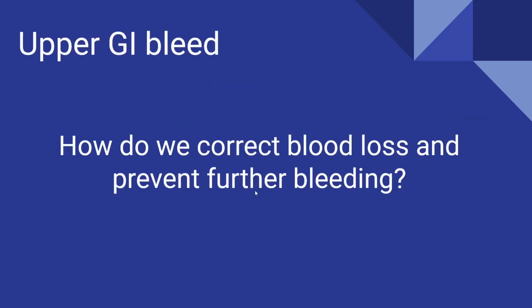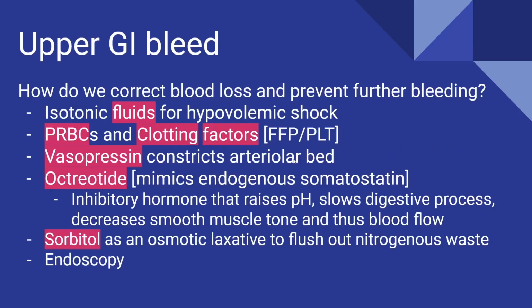Okay, so for upper GI bleed, the big thing is how do we correct the blood loss and then prevent further bleeding? Right? If they're hypovolemic from blood loss, then we want to start with isotonic fluids for that hypovolemic shock. We can give them blood, and then the obvious clotting factors in the form of FFP and platelets. Right? We can't always just correct with direct blood. We might have to add clotting factors.